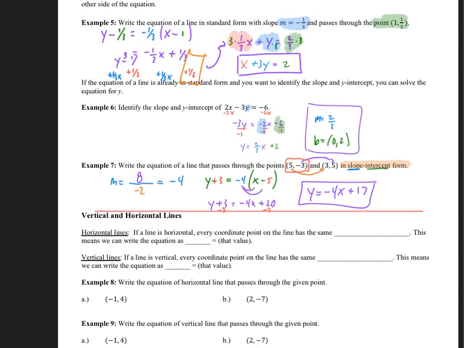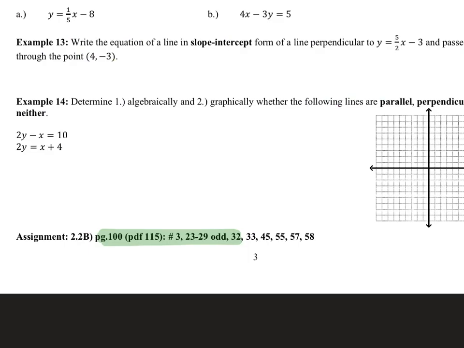So that's where I'm going to stop this video. What I want you guys to do to start this assignment is this part of it. Actually, that's not right. It should only be this. So that 3 and then 23 through 29 odd. And then later on I'll finish the video and have you guys finish the rest of that assignment and turn it all in at once.